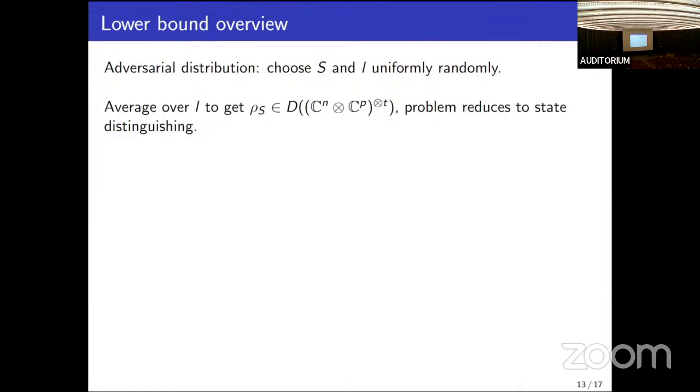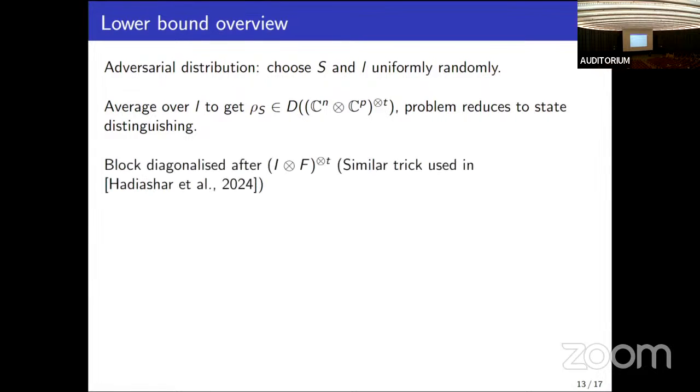where rho sub S is just the ensemble average over T quantum samples corresponding to all different L's for a fixed S. Now, with these rho sub S's, the problem of quantum padded coupon collector is simply state distinguishing. Next, we found that if you apply the Fourier transform onto each of the padding registers, then the state that you get is block diagonalized.